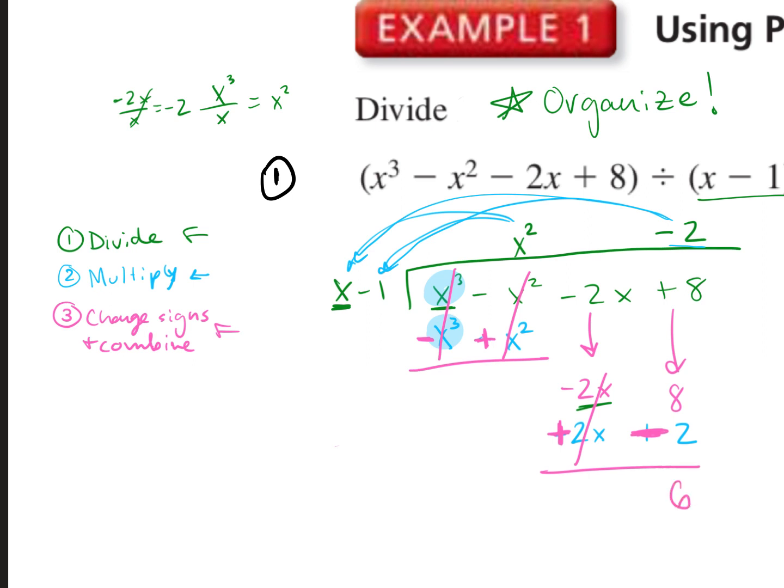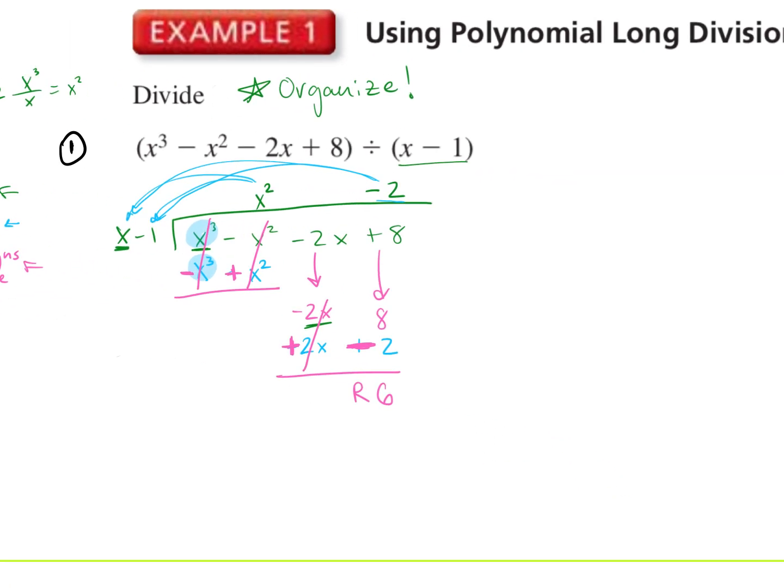Now I have 6 divided by x. I can't take away any more x's from 6. So 6 is going to be our remainder. So sometimes you might see it as remainder 6 with R6. The Big Ideas wants us to write it a little bit different. So again, you might see it written this way on either like an SAT.